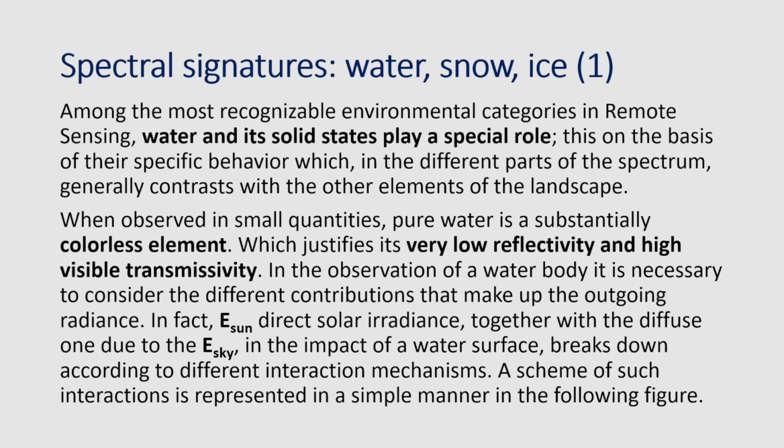In the observation of a water body, it is necessary to consider the different contributions that make up the outgoing radiance. In fact, the direct solar irradiance, together with the diffuse one due to the sky, on impact with a water surface, breaks down according to different interaction mechanisms. A scheme of such interactions is represented in a simple manner in the following figure.